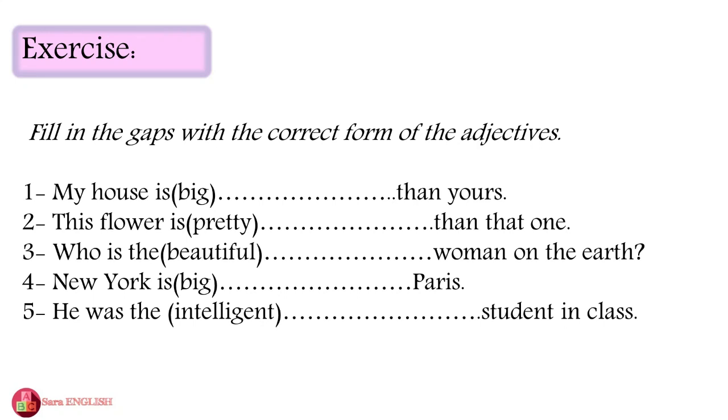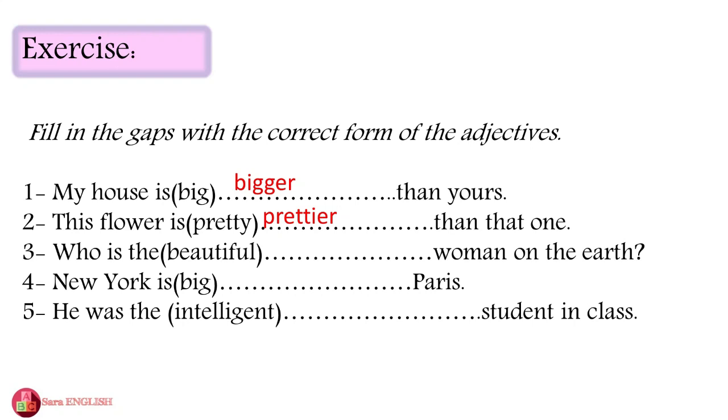So number 1, we say my house is bigger than yours. We compare between two things, my house and your house. Number 2, this flower is pretty than that one. Here again, we compare between two flowers. We say this flower is prettier than that one. As you can notice, pretty ends with y, so we drop the y and replace it with i and we add er.